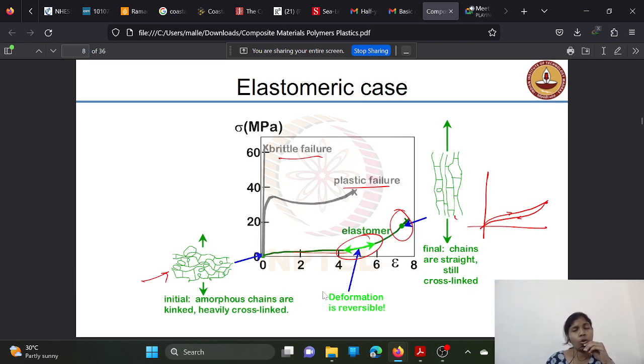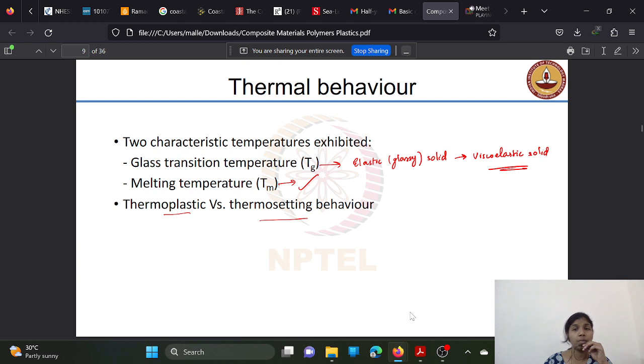Up to this point we have seen the mechanical properties of the polymer. Now we will see the thermal behavior of the polymer. Thermal behavior is nothing but the behavior of the polymer when subjected to different temperatures. Here the behavior of the polymer is seen at two characteristic temperatures, the glass transition temperature Tg and the melting temperature Tm. So what do you mean by glass transition temperature?